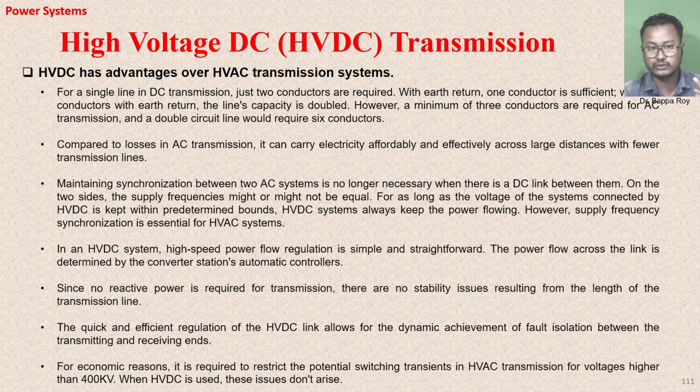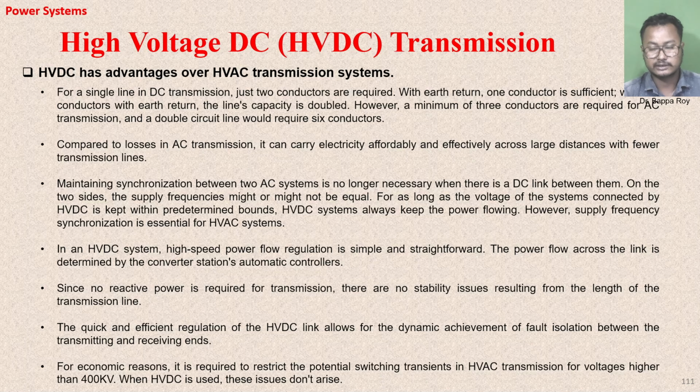For DC, only two: phase and neutral, with earth return. That neutral one is the earth return. One conductor is sufficient. With two conductors with earth return, the line's capacity is doubled. However, a minimum of three conductors are required for AC. If we transfer through AC, then at minimum we need three conductors, and a double circuit line will require six conductors.